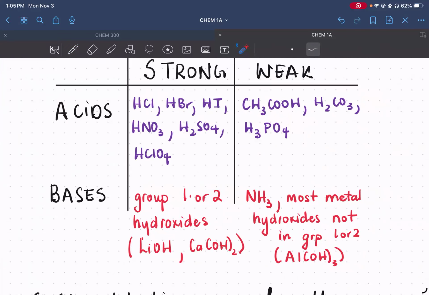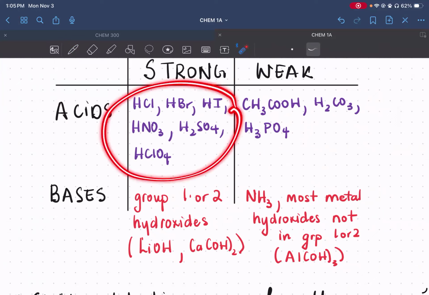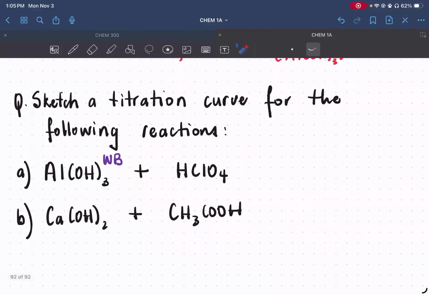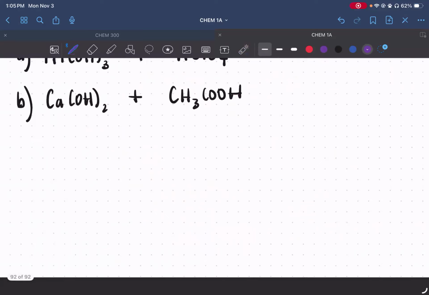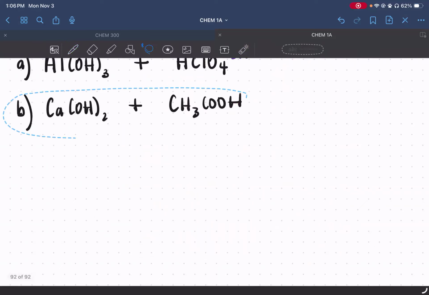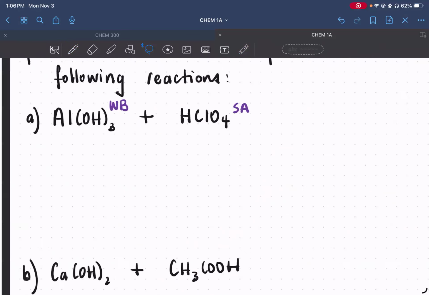Again, scanning the chart, we see it up here in the strong acids section. That is what tells us HClO4 is a strong acid. Just going to move this bottom question out of the way so I have some space.